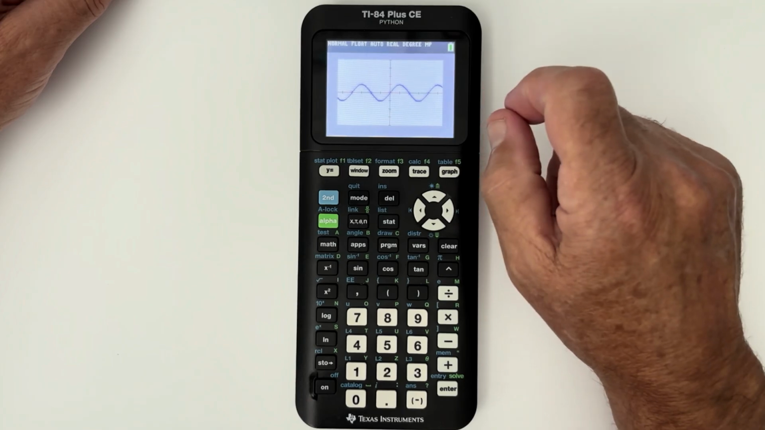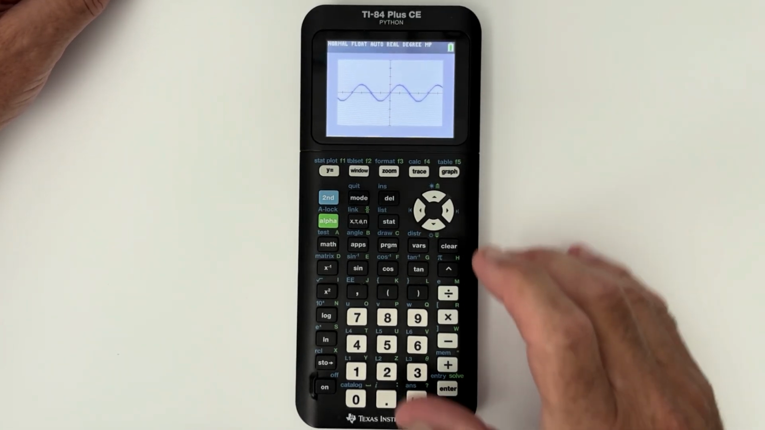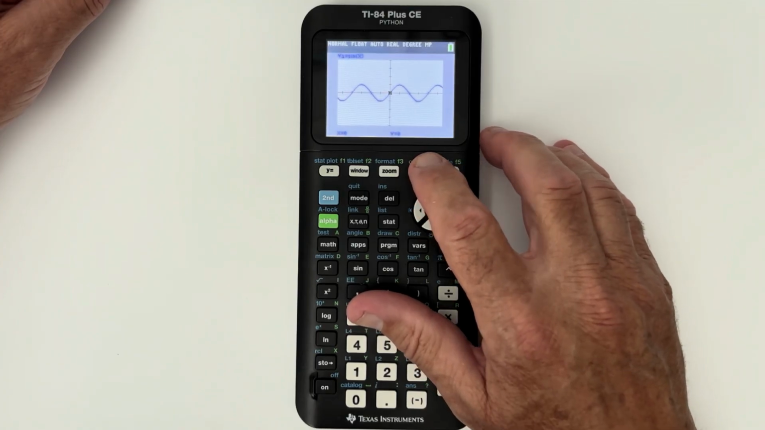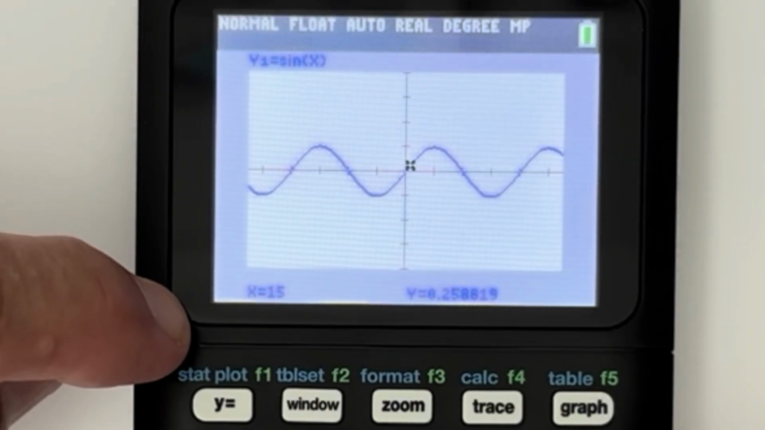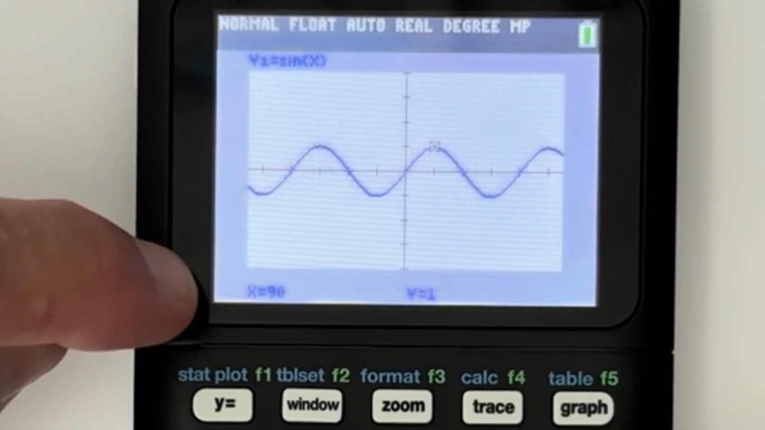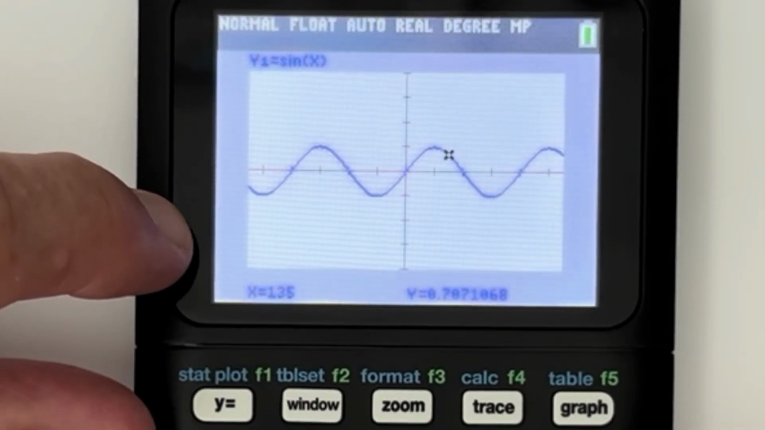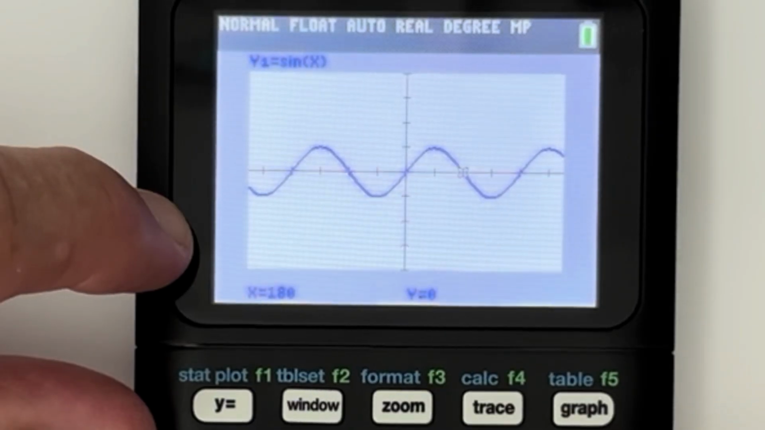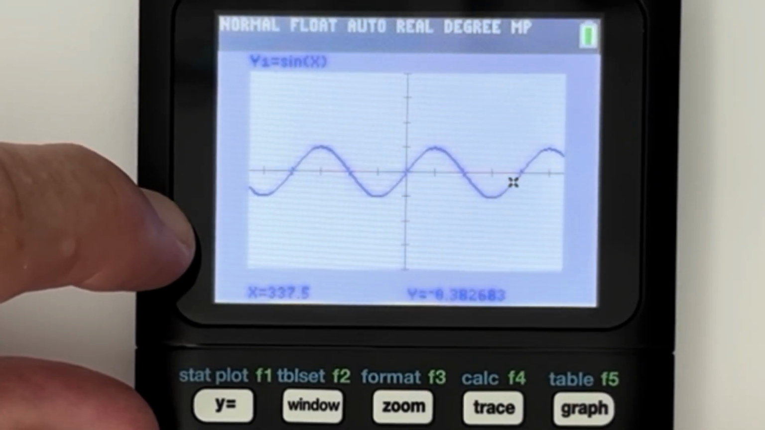So it does one complete wavelength there, one complete cycle. Now if we hit the trace button and we go with the arrows over here, you can see it gives us the x and the y. And then when we get to 90 degrees, y is equal to 1. Now if we go on down, back to 180, it goes to 0, 270, it's equal to -1, and then back to 360.